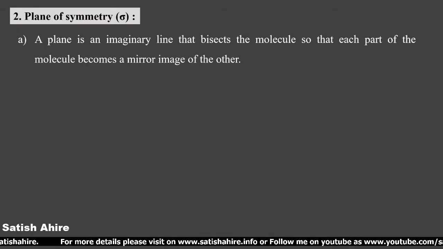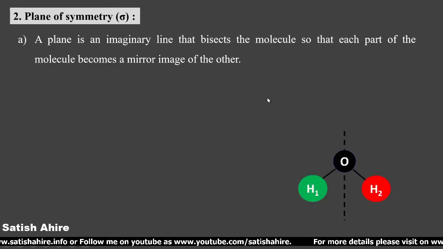First, we learn what is plane of symmetry. A plane is an imaginary line that bisects the molecule so that each part of the molecule becomes a mirror image of the other. If such an imaginary line or plane is present in the molecule, then it is known as plane of symmetry. Let's take an example of water molecule.